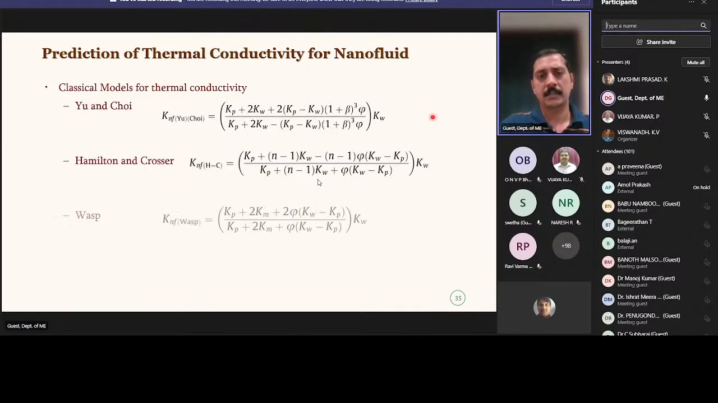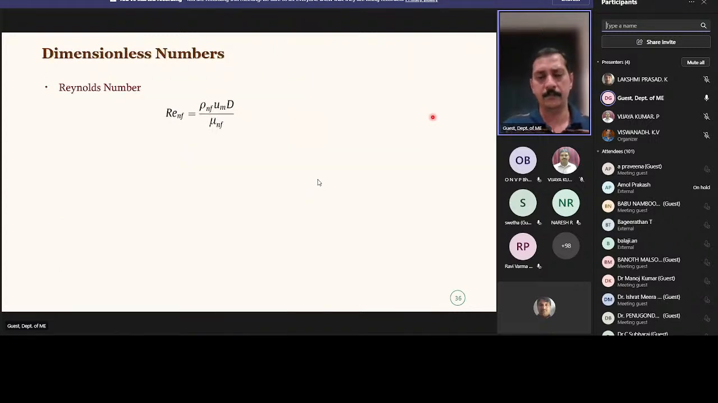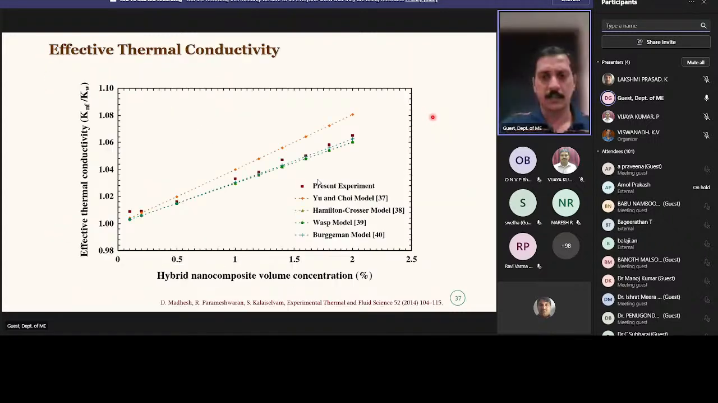So we have used these standard correlations to predict the thermal conductivity of our material, and this is a graph which shows the experimental data plotted with respect to both the conventional correlations and the classical correlations. As you could see from the figure, the brown color cubes stand for the experimental values, and the dotted lines, the curves, show the values with respect to the standard correlations.